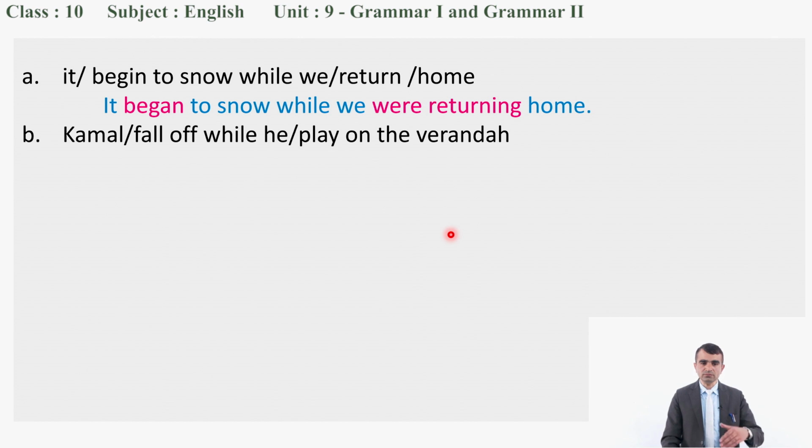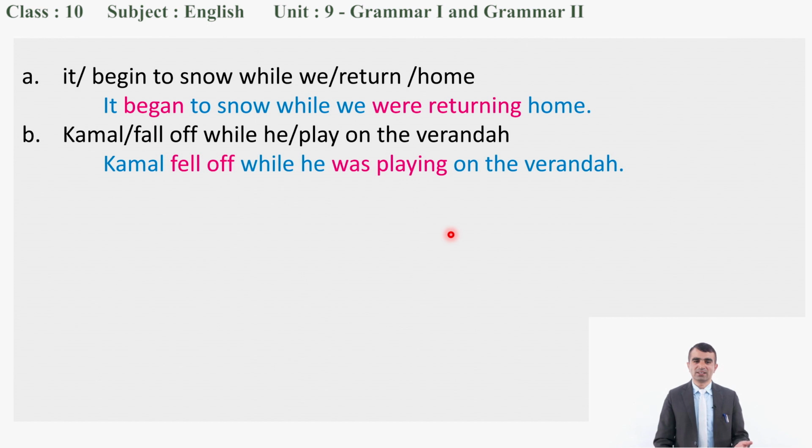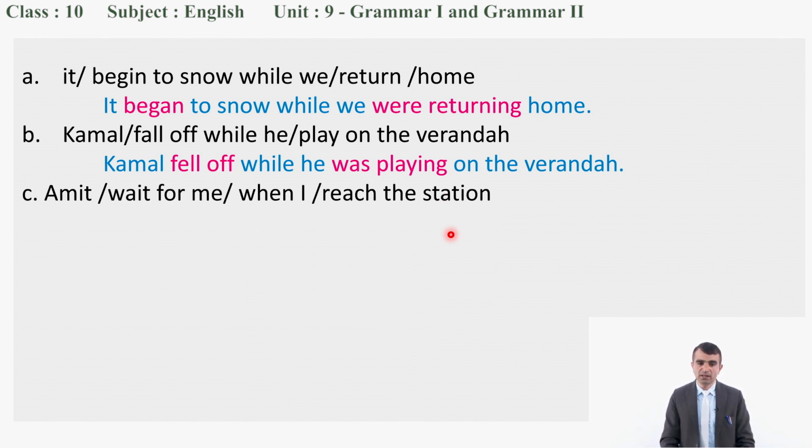Next, Kamal slash fall off while he slash play on the veranda. What do we write? Fell off, good. While he was playing, good. Good. Kamal fell off while he was playing on the veranda. Next, Amit wait for me when I reach the station. Amit wait for me. Event or circumstance?